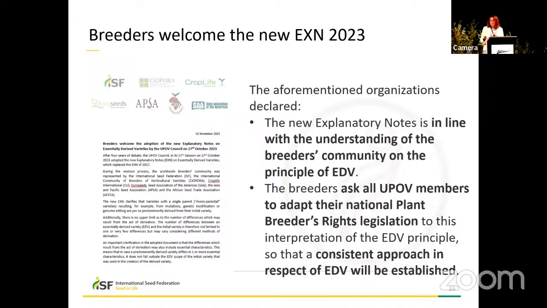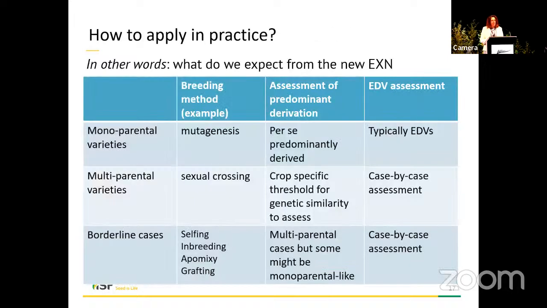So how to apply this in practice for the breeders, and for what we understand from the explanatory notes? In the case of a monoparental variety, we have a method, for example, which is mutagenesis. It could be induced, it could be targeted mutagenesis like gene editing. And then the assessment of essential variation is per se predominantly derived. So the assessment is typically EDV. So this is quite clear.